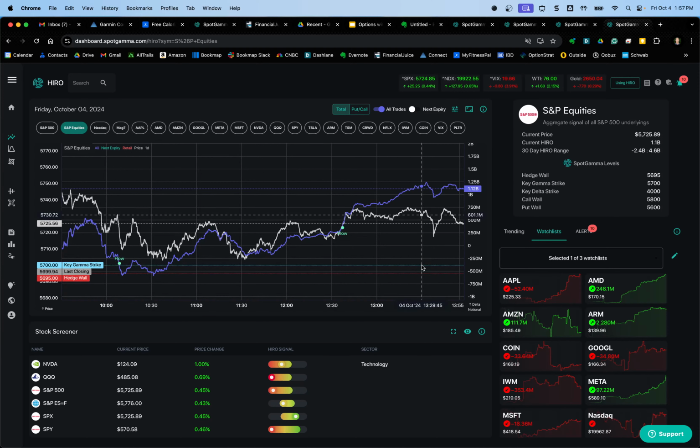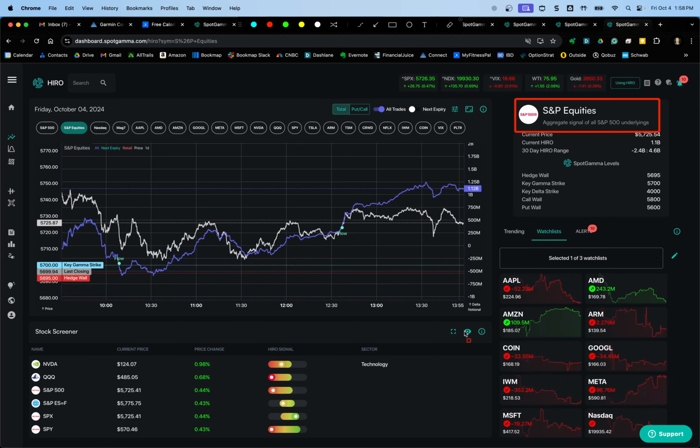All right, so what this is showing is options trades and market maker hedging activity for all 500 stocks in the S&P 500 index. Again, the white line is price and the purple line is the Hero signal. All right, let's go to full screen now.